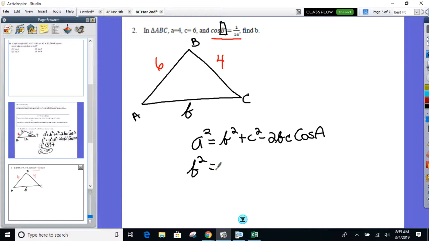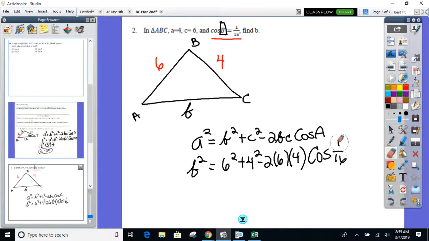Equals the other two sides. 6 squared plus 4 squared minus 2 times your b and c values were? What did you plug in for b and c in the law of cosines? 6 and 4. But now here's the change up. No good. It's the cosine of the angle. I don't know what the angle measure is, but I know the cosine, don't I? What's the cosine of the angle?